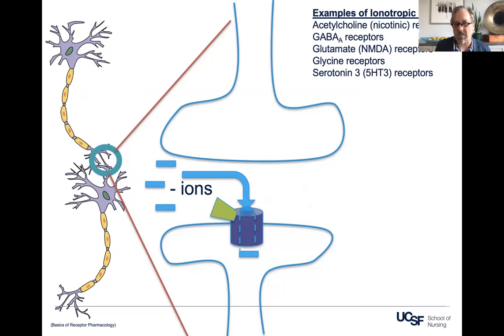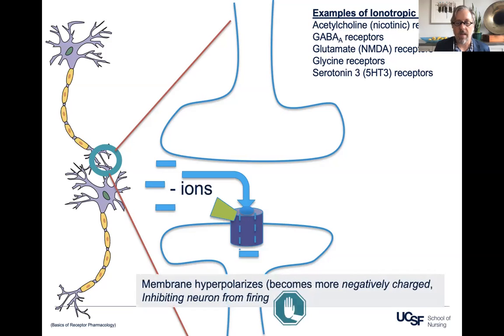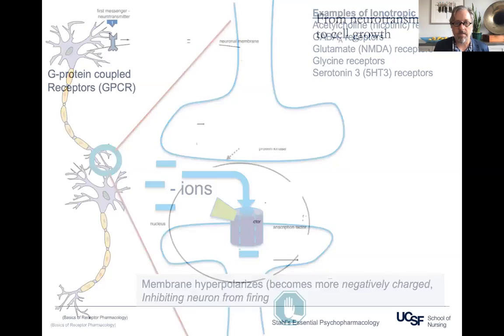Okay, so you can start to see why that might be useful in, say, anxiety, or if you're using a benzodiazepine for sedation. Decreasing the net amount of activity might have that sedating effect, for example. Okay, so this is the inhibiting of that neuron from firing.